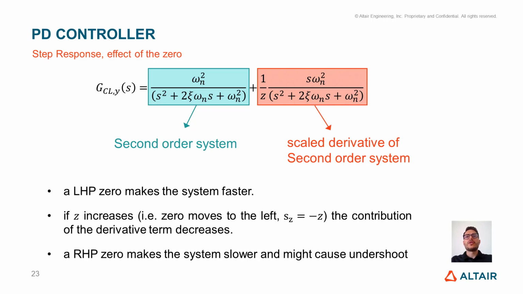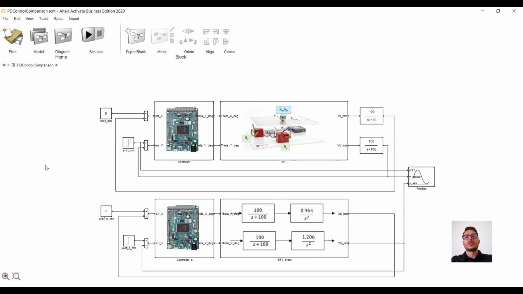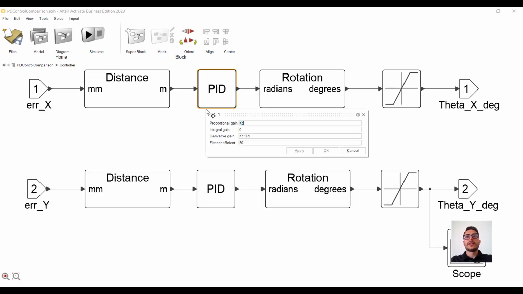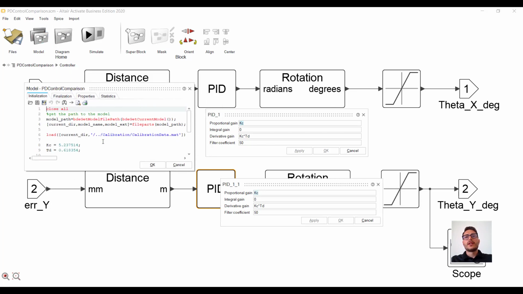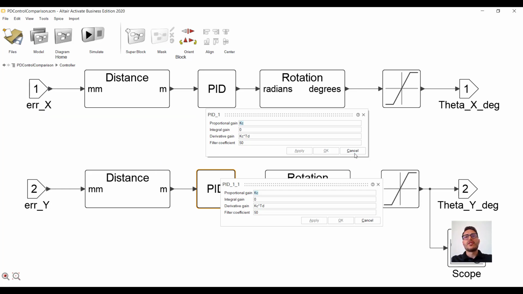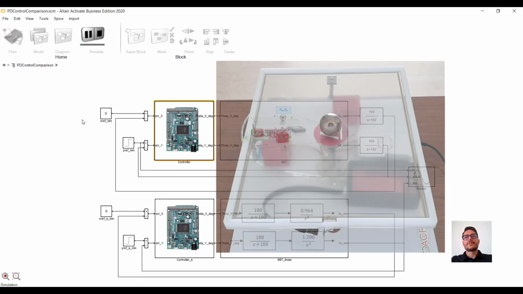Now, before moving to the next controller type, let's deploy our PD controller on the real BBT. And let's open Activate. In this model, there is both the real plant and the linear model. Inside the controller block, we see the PD controller, implemented with a PID block setting the integral gain to 0. And the proportional and derivative gain are defined in the initialization tab. Moreover, in this block, we have to define the low-pass filter of the derivative branch. Let's run it.